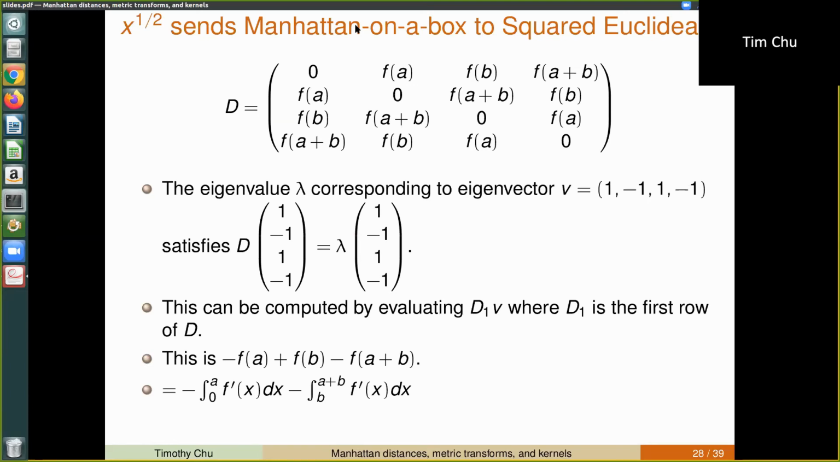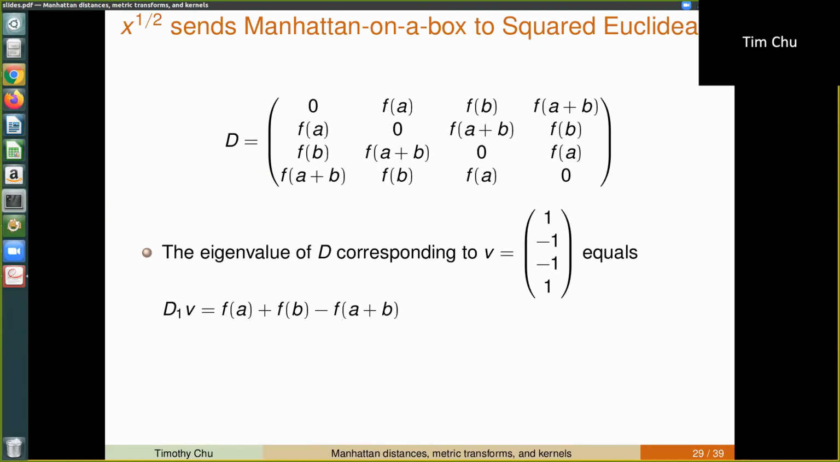Well, it turns out that this will always be negative because the derivative of the square root of x is like 1 over the square root of x. That's always positive for x greater than 0. So if you integrate a positive thing and make it negative, you will get a negative number. And of course, you could have shown more directly that the eigenvalue was negative.